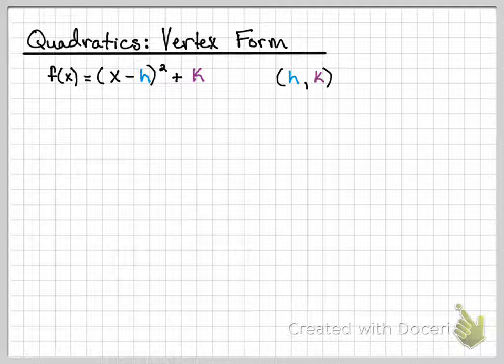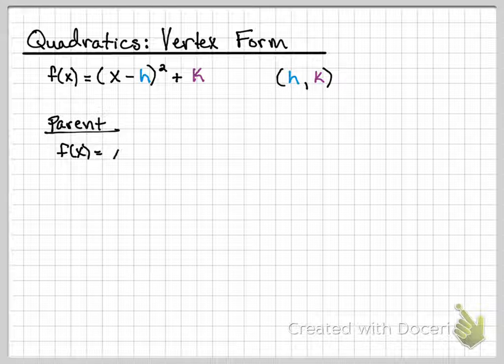All it's going to do is shift our graph around, shifting that vertex over or up or down depending on what those numbers are. So let's take a look at the most basic graph. We call this the parent function, because all the kids will come from this parent function. The parent function is f of x equals x squared. This is the most basic function that you have.